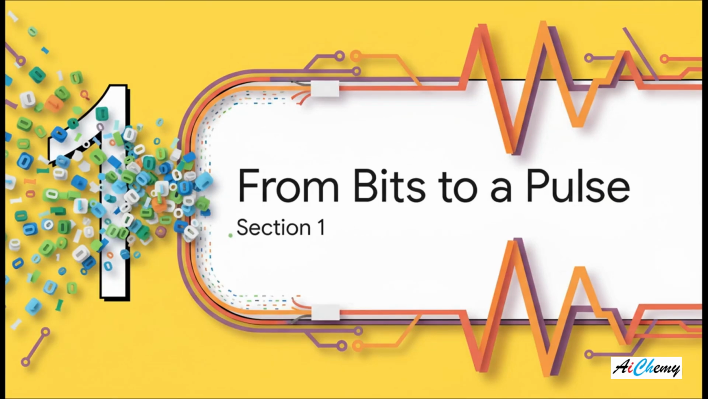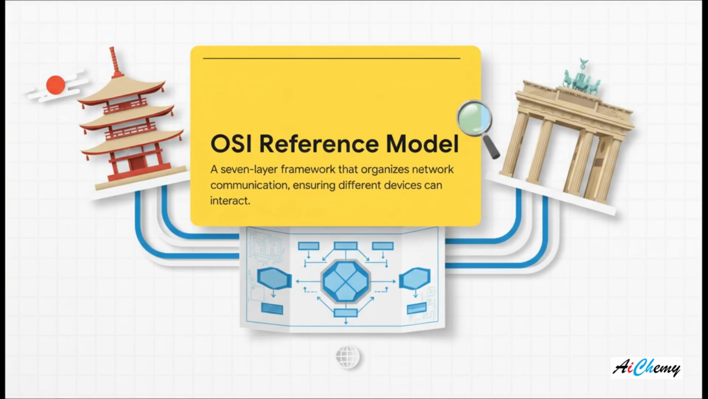Section 1. From bits to a pulse. You see, before any of your data can go anywhere, it has to be changed from the language of computers, ones and zeros, into a real physical signal. And it turns out there's a very specific rule book for how that happens. That rulebook is called the OSI reference model. Think of it like a universal blueprint for how networks talk to each other.